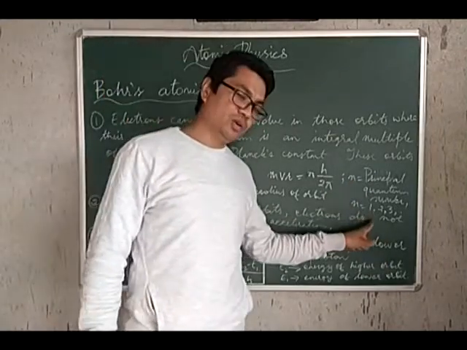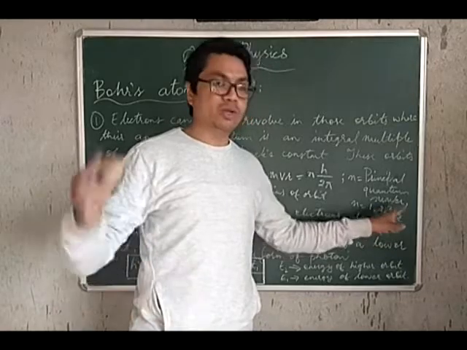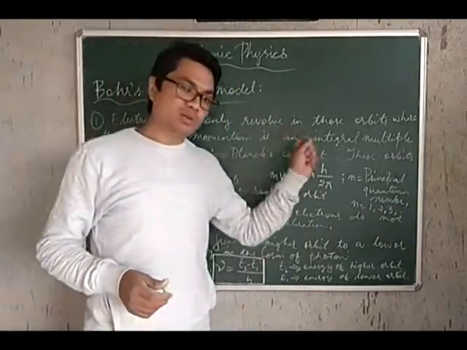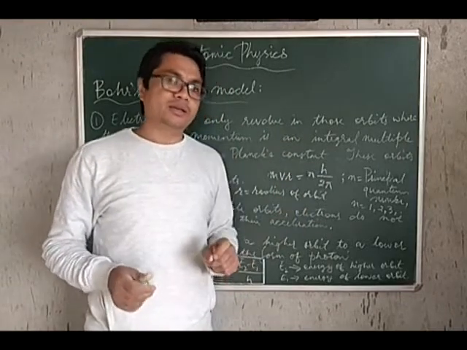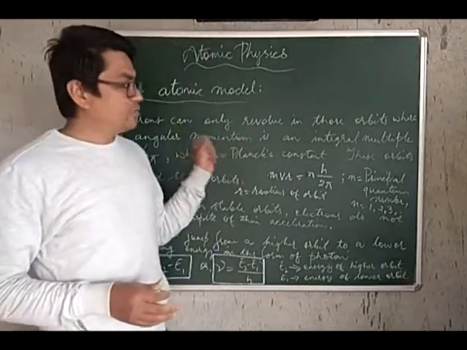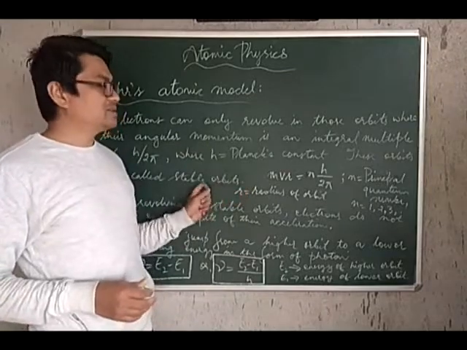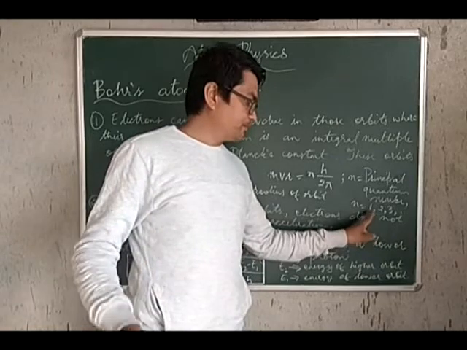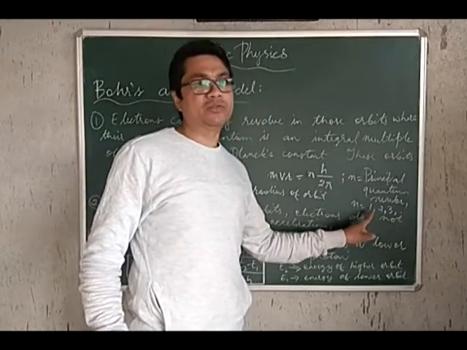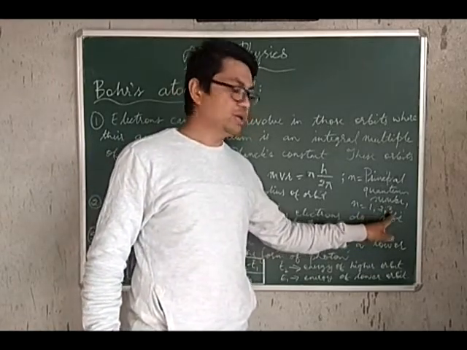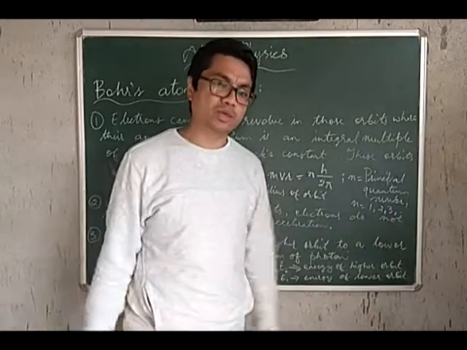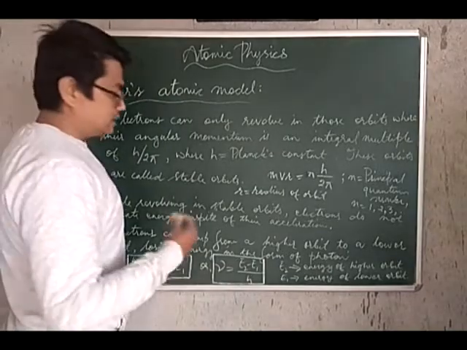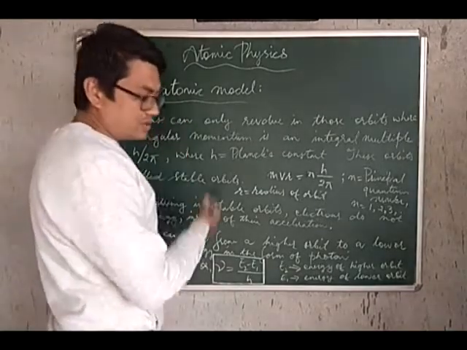n is 1 for the first orbit, 2 for the second orbit, 3 for the third orbit, like that. And these orbits, where the angular momentum of the electron is an integral multiple of h by 2 pi, were called stable orbits. So n is 1 for the first stable orbit, 2 for the second stable orbit, 3 for the third stable orbit, and so on and so forth.